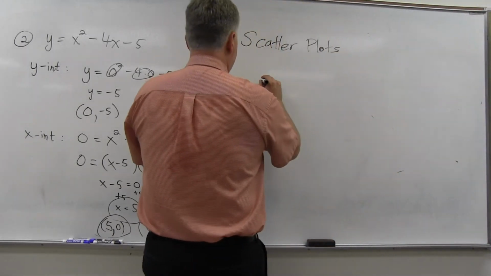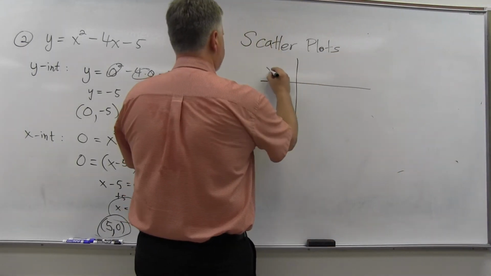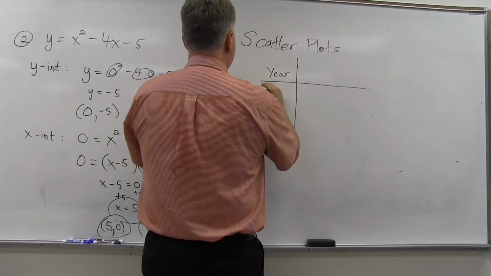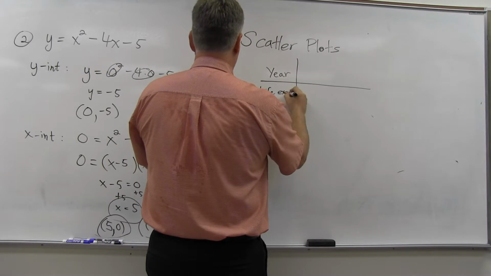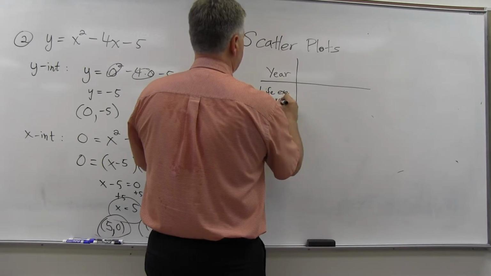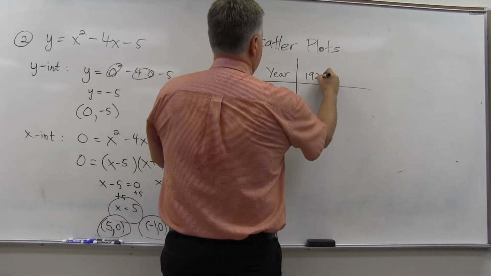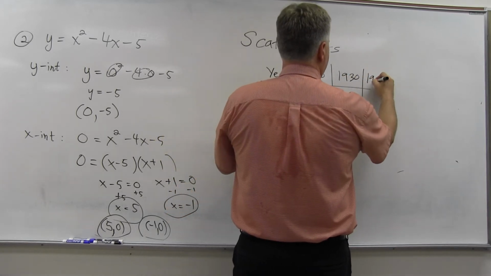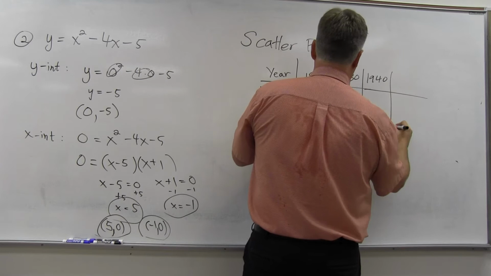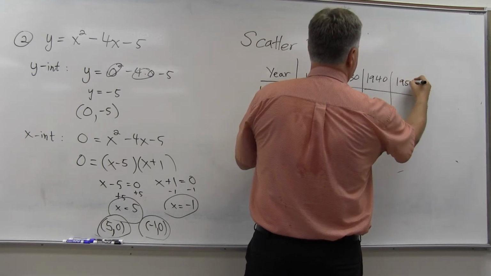All right, so on scatter plots, what I've got is some data. In this case, my data is year and then the life expectancy in years. So I've got 1920, 1930, 40, 50, and 60.